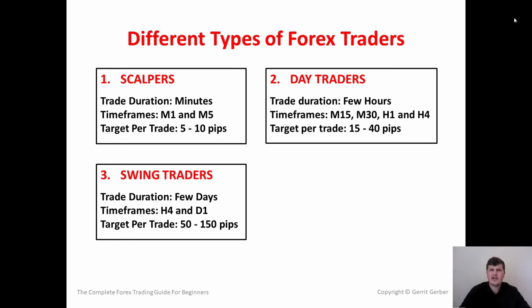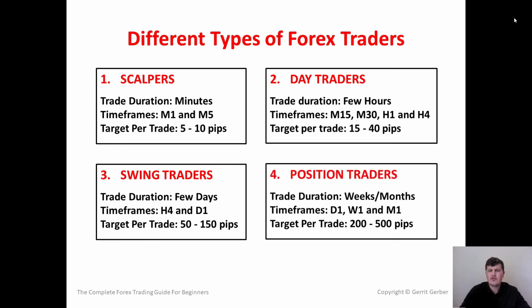I like staying in the market as long as possible, or as long as it takes for my specific trade setup to work out. And then this leads us to the fourth and the final type of Forex trader, called the position trader. The position traders tend to have a trade duration of a few weeks to a few months, and they focus on the daily, the weekly and the monthly time frames, and they target a massive pip range of 200 to 500 pips per trade.